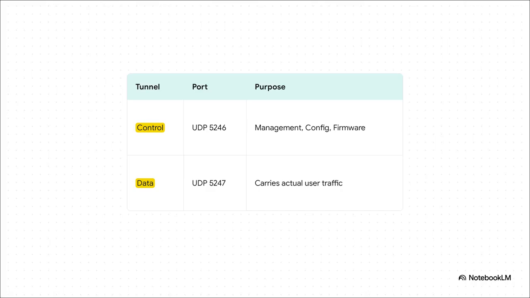Okay, so the best way to think about this CAPWAP tunnel is like a secure two-lane highway. In one lane, you've got the control tunnel. This is like the management lane for official vehicles only. It carries all the instructions from the WLC, things like new configurations, firmware updates, you name it. Then, in the other lane, you have the data tunnel. That's the express lane, the high-speed lane carrying all of our actual traffic. You know, your web browsing, your streaming, all that good stuff.